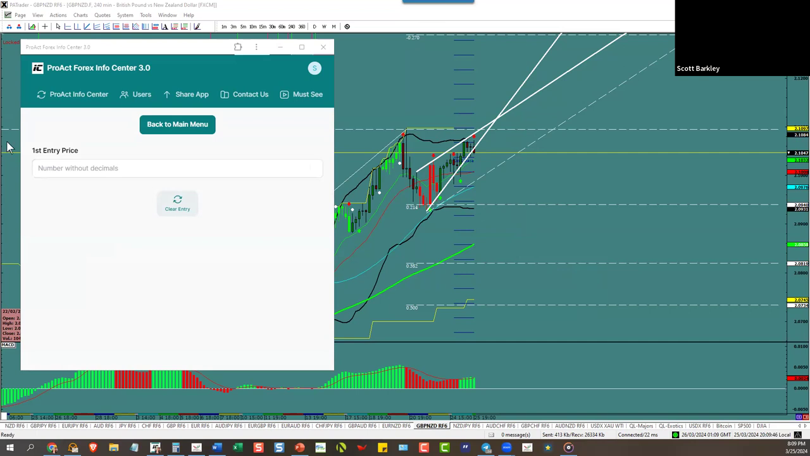So they made this tool, and I love this tool. All right. So first entry price is going to be a breakout here. I traded below the T30 there. It's 10037. I just use the last four digits.